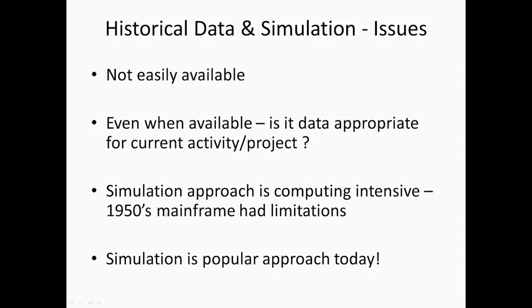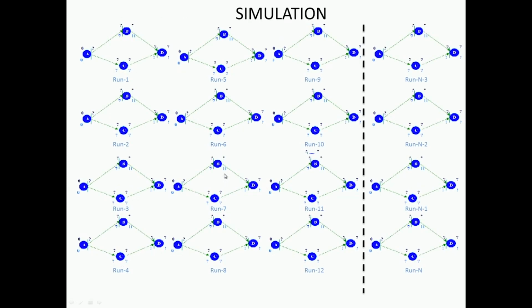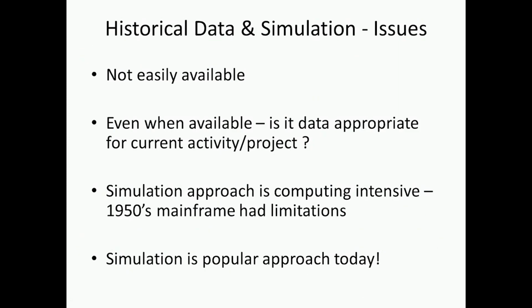Now in the 50s, when PERT was developed, people knew about simulation. They would have liked to use simulation, but simulation is computing intensive, and the mainframes of the 1950s had limitations in being able to compute so many possibilities as we saw here. So they really wanted to go for a much more closed form kind of approach, which PERT is. But today computing has come out of the limitations that we had in the 50s, and more and more simulation is becoming a very popular approach.